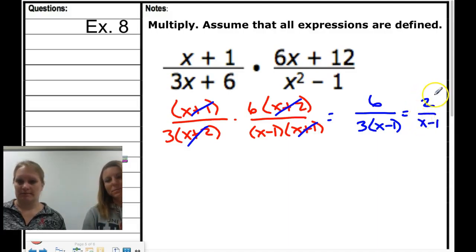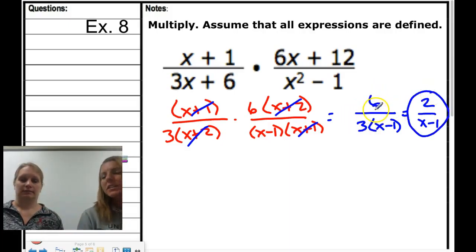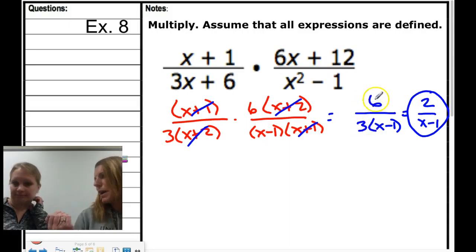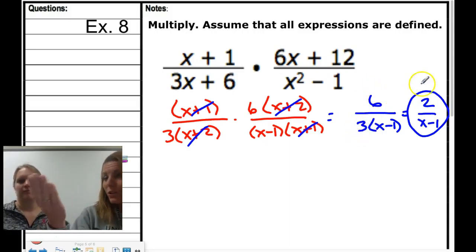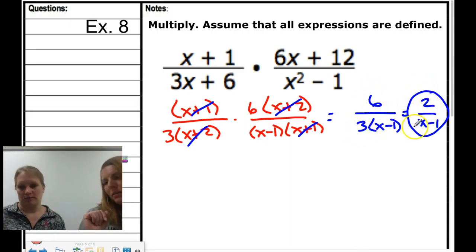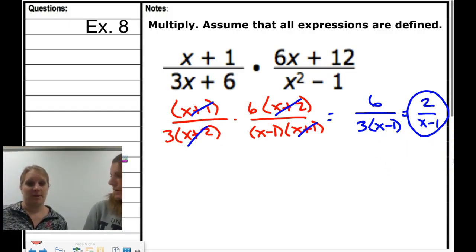x minus 1. And the reason the 2 goes in the top is you're in a sense dividing both numbers by 3. So 6 divided by 3 is 2, 3 divided by 3 is 1, and it just goes away. And again, assume all expressions are defined. Great, so we're done. There's not an example 9.